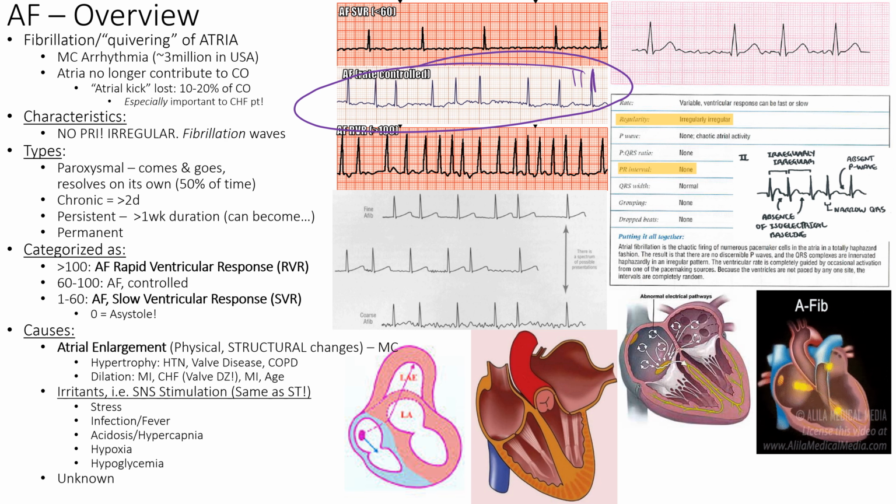So how do you know they have rate controlled, 60 to 100 beats per minute? Count the R waves, not the P waves, because there's no P waves in AFib. So you count the R waves, which are 1, 2, 3, 4, 5, 6, 7, 8, 9. 9 times what? 9 times 10. So the heart rate is 90. So 60 to 100 is AFib that is controlled.